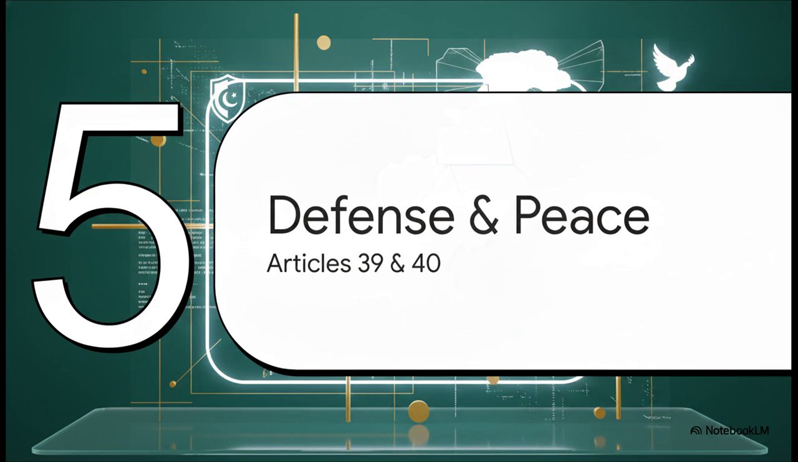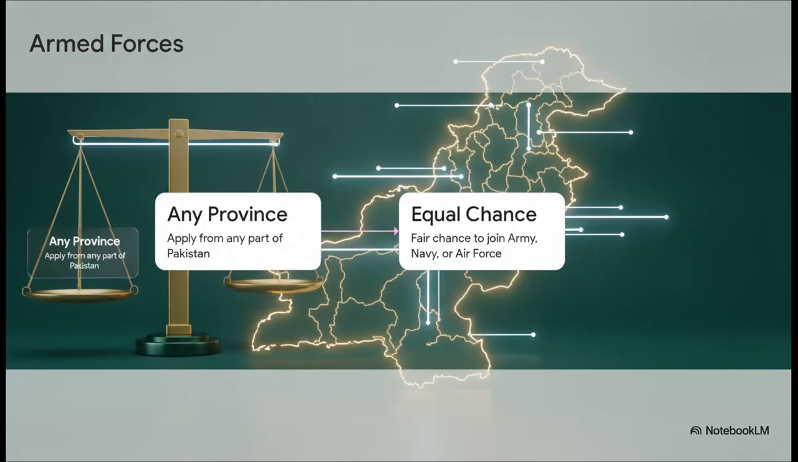Finally, let's zoom all the way out for Section 5, Defense and Global Peace, looking at Articles 39 and 40. So how do all these fairness principles scale up to the national level? Well, Article 39 deals with joining the armed forces. It mandates that people from every single part of Pakistan, not just the historically dominant provinces or big cities, must be given a completely fair and equal chance to join the Army, the Navy, and the Air Force. Geographically speaking, opportunity has to be dispersed equally across the entire map.